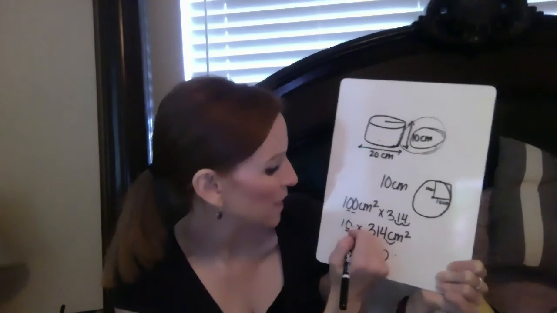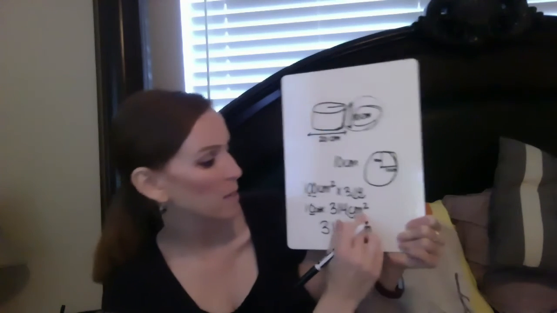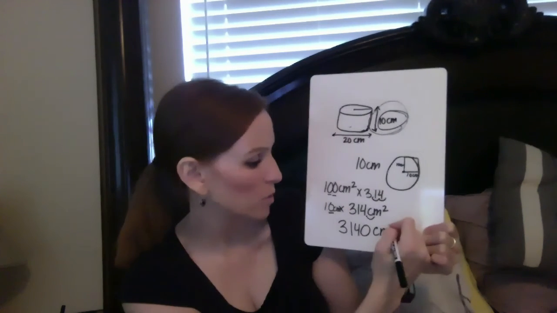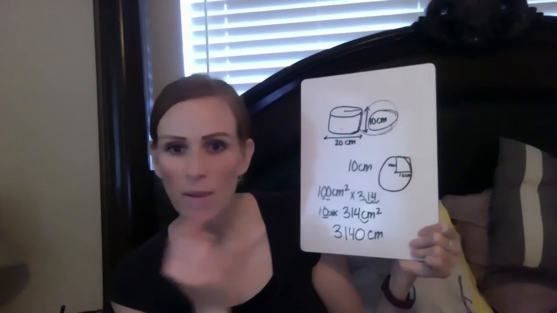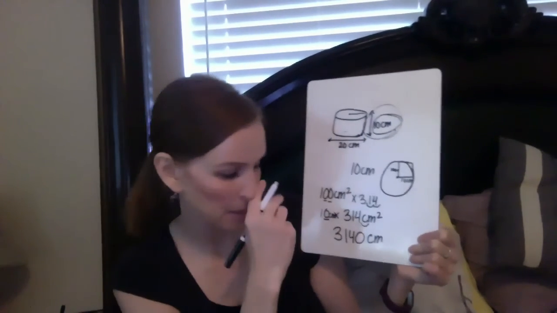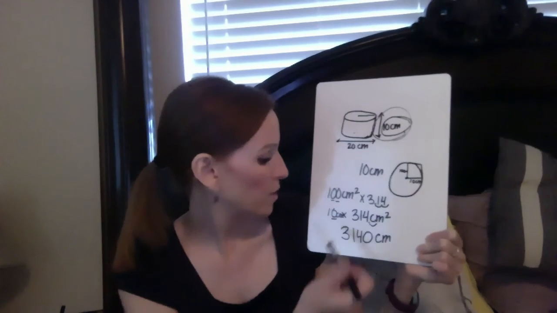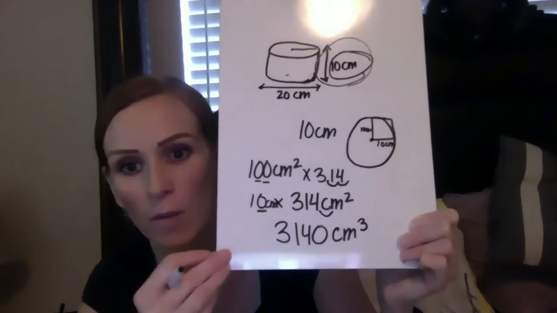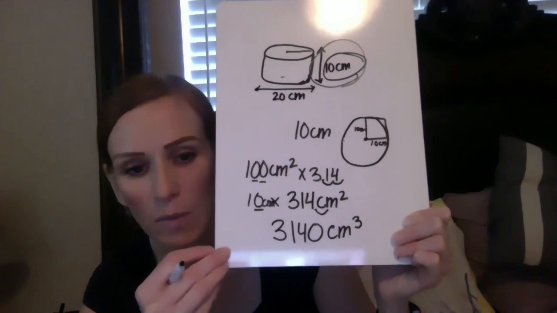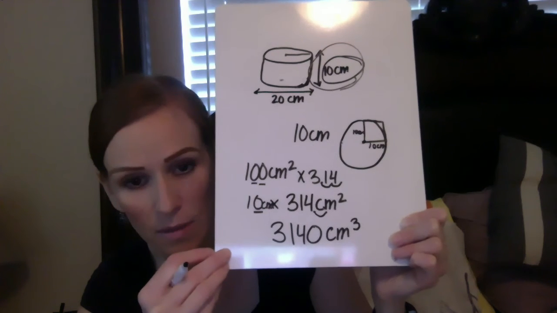Oh, let me not forget this. We multiplied it by 10 centimeters. So then we have centimeters times centimeters squared. My mouth goes faster, like I'm thinking ahead of what I'm saying. So we have centimeters times centimeters squared, which is centimeters cubed. Volume has a cubed label every time. That's volume because you're multiplying 3 different things.